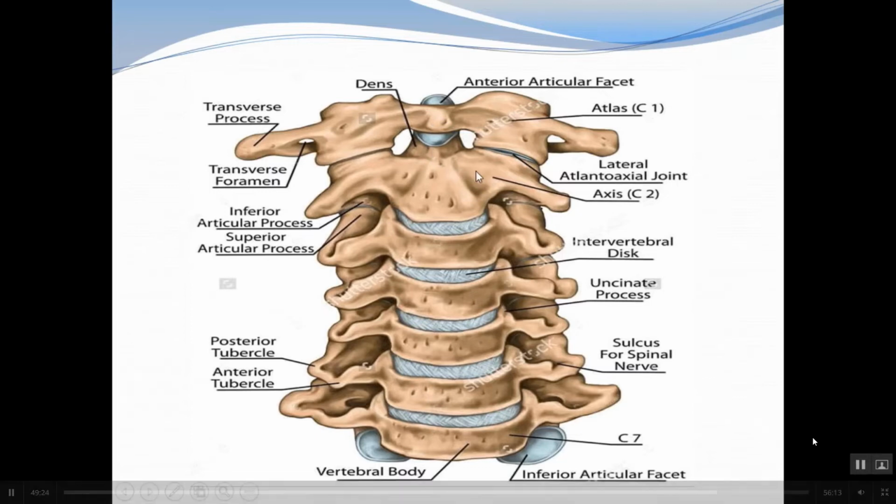projection from the axis. Here this is the atlantoaxial joint, and this is the superior and this is the inferior articular process, where the facet joint is formed by articulation of the inferior articular process of the upper vertebra and the superior articular process of the lower vertebra. This is the vertebral body, this is the spine, this is the intervertebral disc.